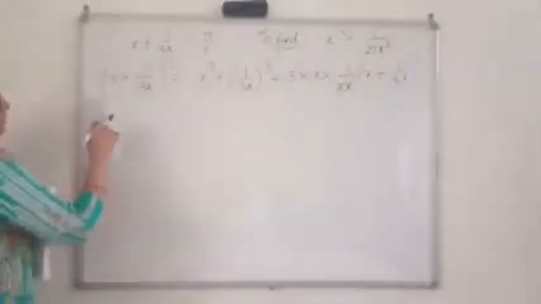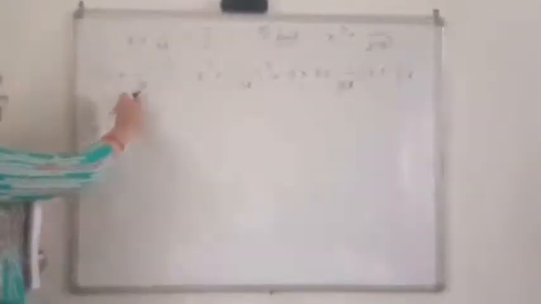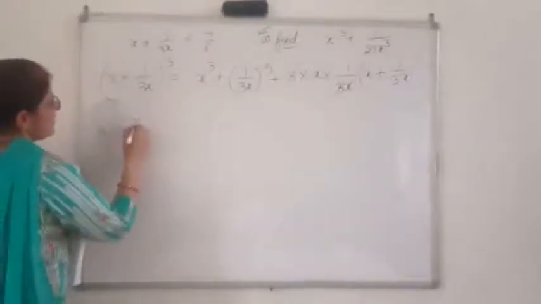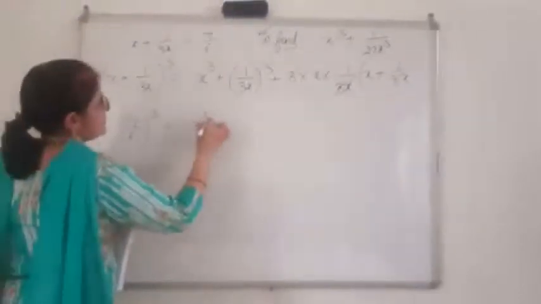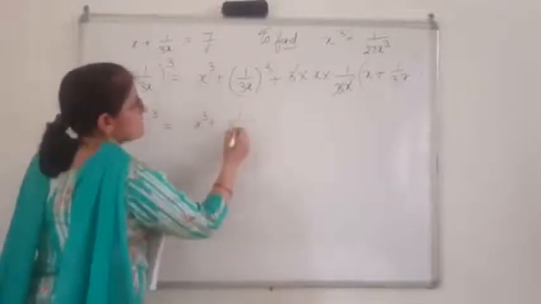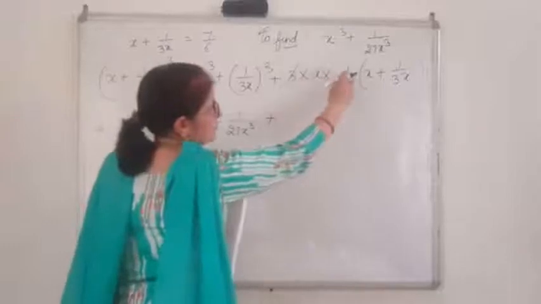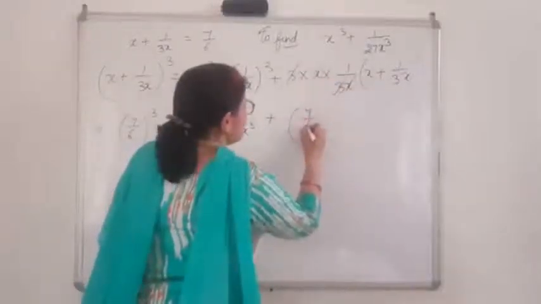Now we substitute the value of x plus 1 upon 3x equals 7 upon 6. So (7 upon 6) cube equals x cube plus 1 upon cube of 3, that is 27 x cube, plus this all are cancelled. So 1 into this term, the same term will come. It is 7 upon 6.